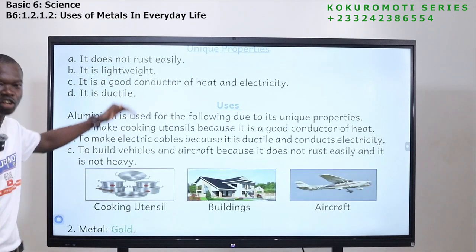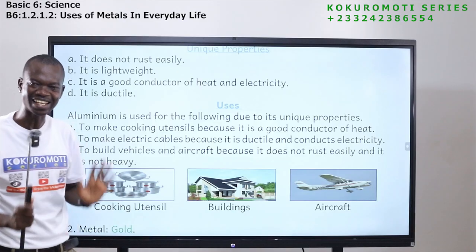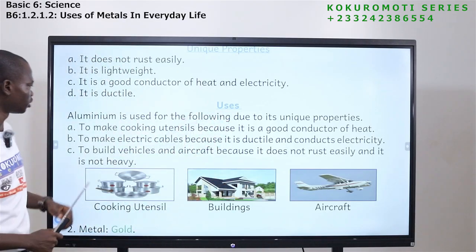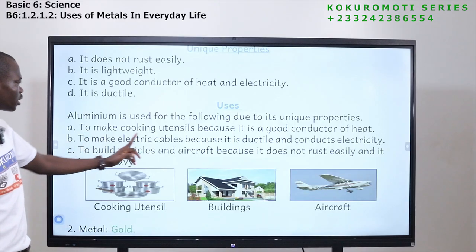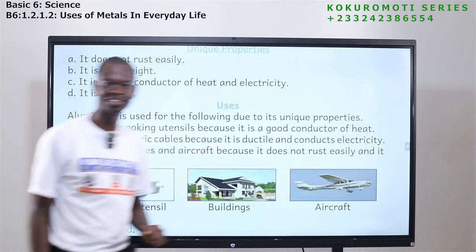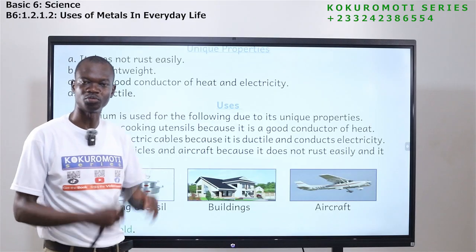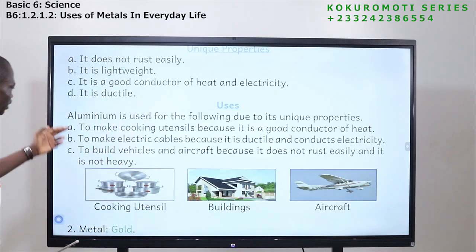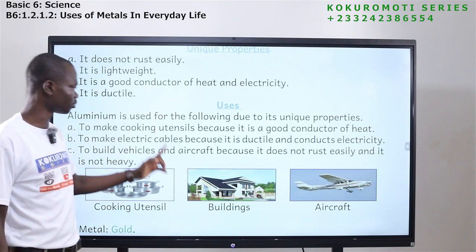Okay, now, because of these special or unique properties of aluminium, they are used for particular things. So let's look at uses of aluminium. One, to make cooking utensils, because it is a good conductor of heat. Because it is a good conductor of heat, we use it to make what? Cooking utensils.